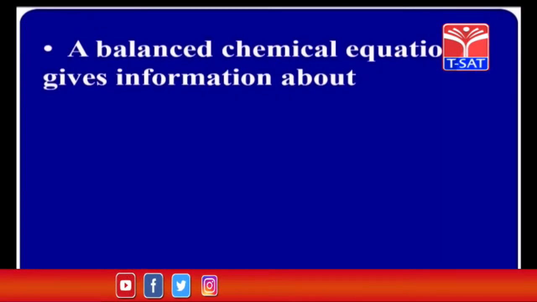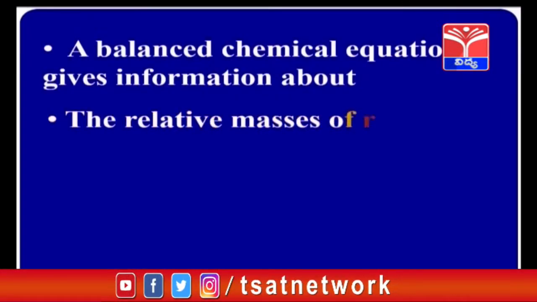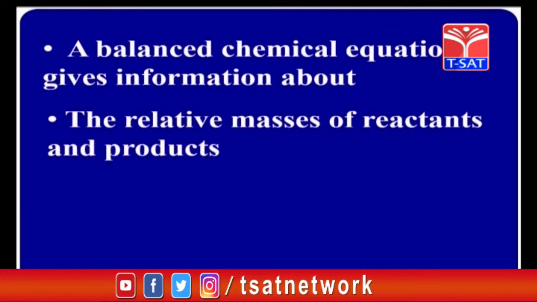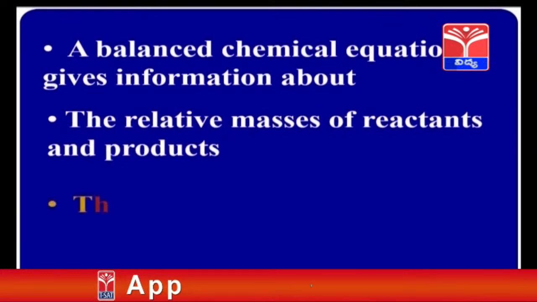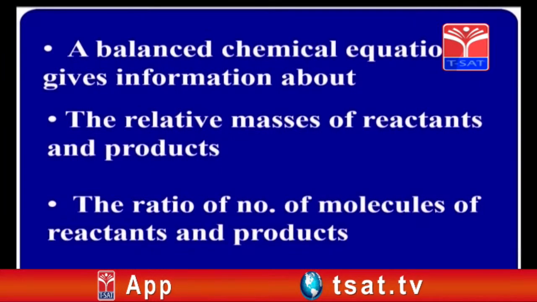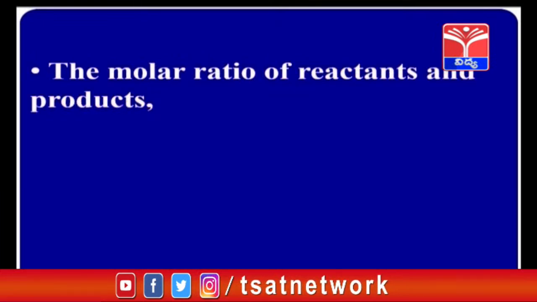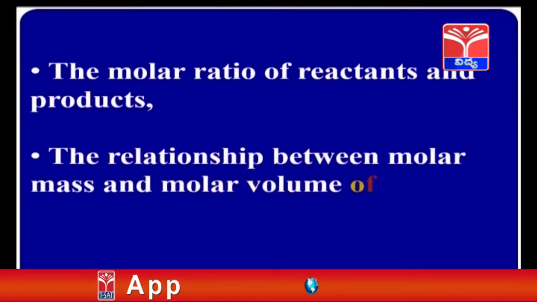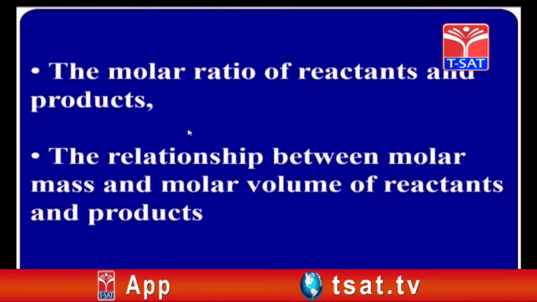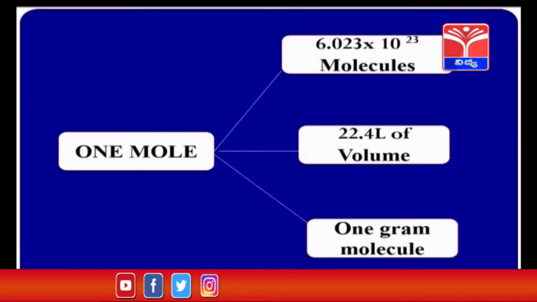A balanced chemical equation gives information about the relative masses of reactants and products. It also gives information about the ratio of the number of molecules of reactants and products. It also gives the molar ratio of reactants and products. We also get the relation between molar mass and molar volume of reactants and products.